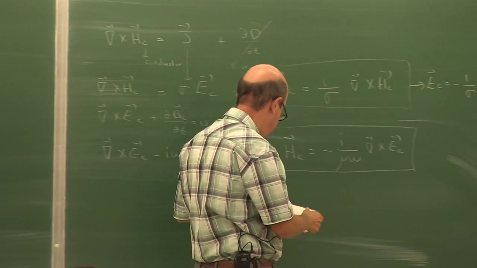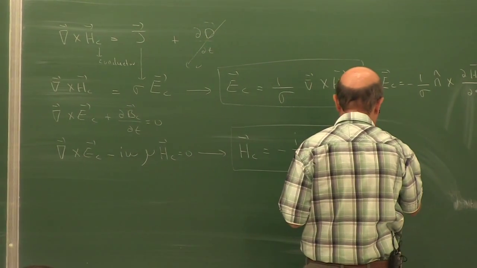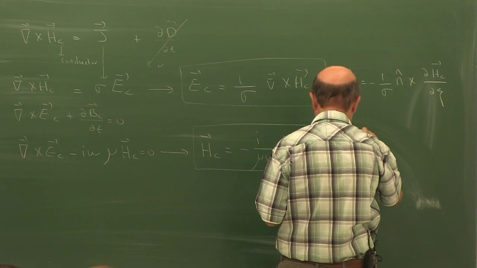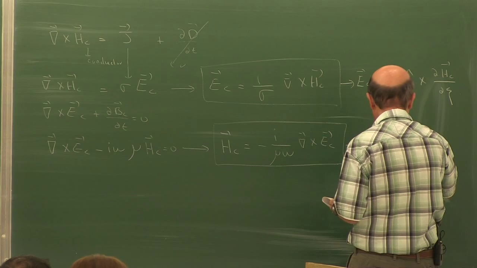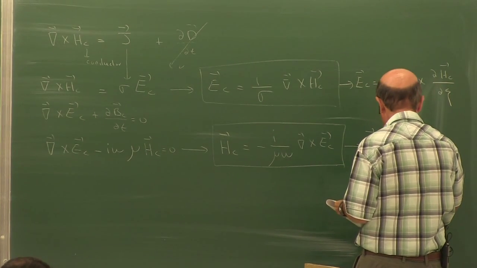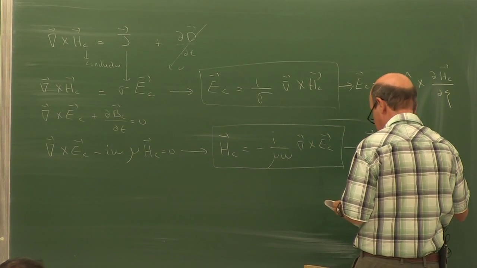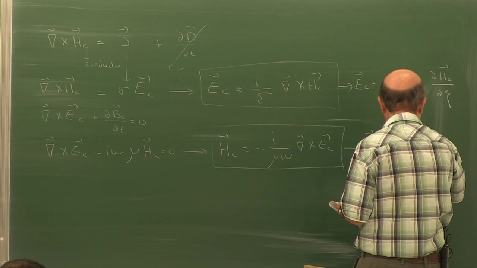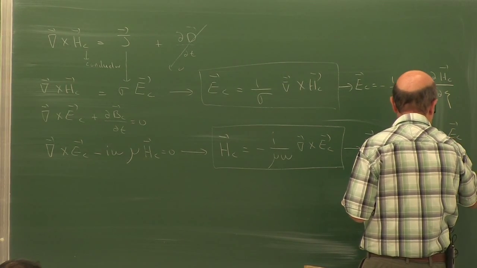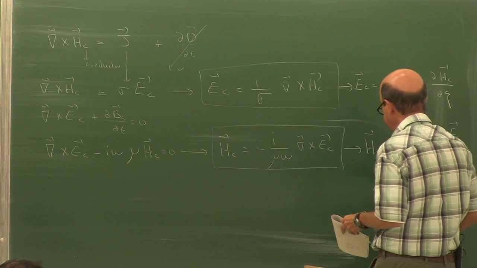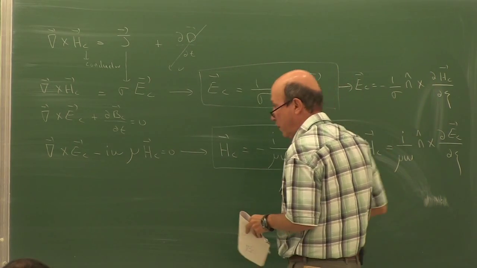And for the H field in the conductor, you have a minus sign, minus minus plus, you will get i over mu frequency, n cross del E over del psi. So now we have that form.